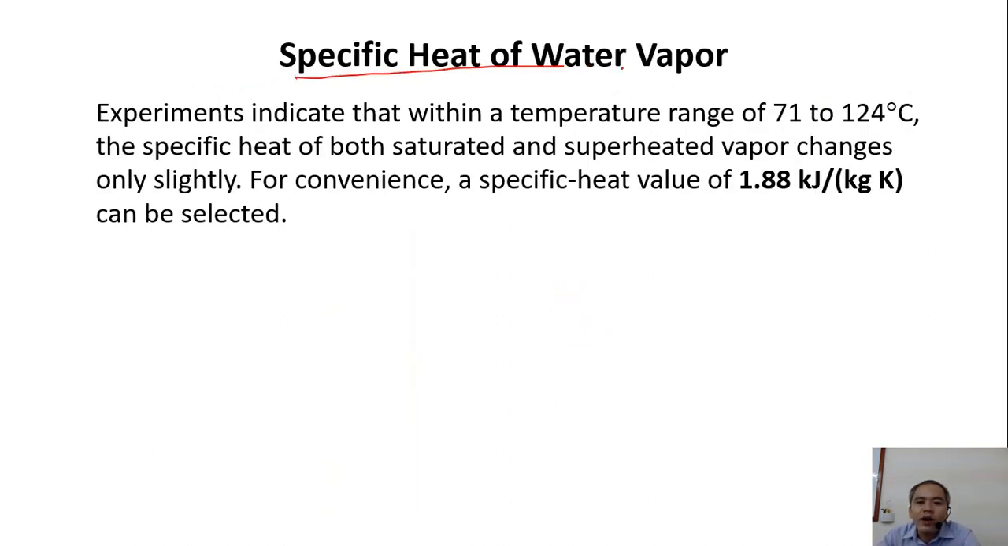Specific heat of water vapor. This is the average specific heat of water vapor, 1.88 kilojoule per kilogram degree Kelvin. Is it smaller or higher than the specific heat of liquid water? Smaller, right? What does that mean? It means that to increase 1 kilogram of water vapor by 1 degree C, you need less or more energy than to do that to liquid water? Less. Okay, I will just review a little bit here so you understand, you remember.